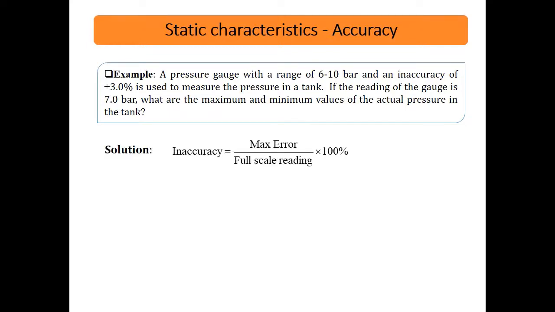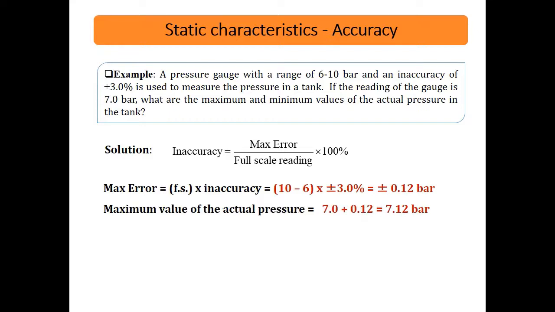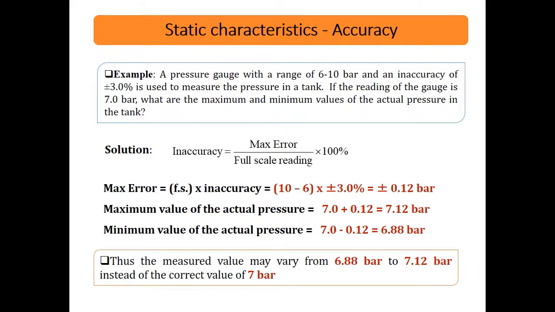We know the equation for inaccuracy is equal to max error upon full-scale reading into 100%. In order to calculate the maximum error, the equation is rearranged as max error is equal to full-scale reading into inaccuracy, that is equal to 10 minus 6 into plus minus 3%, which comes out to be plus minus 0.12 bar. Hence, the maximum value of the actual pressure can be equal to 7 plus 0.12, that is 7.12 bar, and the minimum value of actual pressure will be 6.88 bar. Thus, the measured value may vary from 6.88 bar to 7.12 bar instead of the correct value of 7 bar.